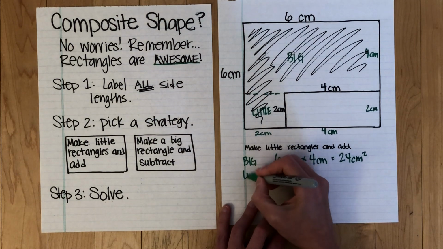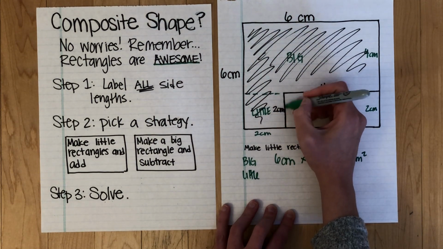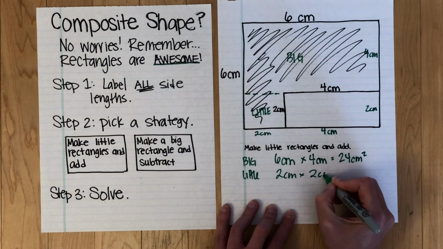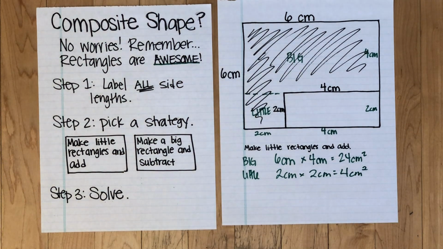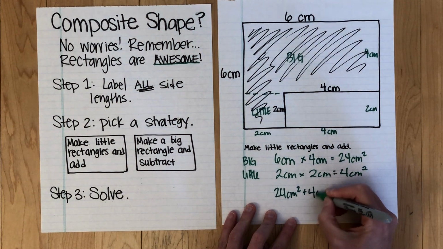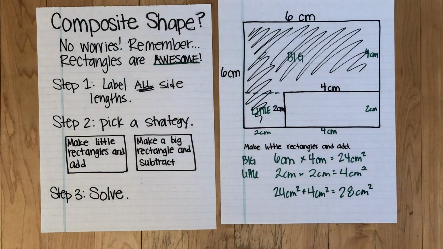And if I were to do my little rectangle next, let's see. This side is 2 centimeters. This side is 2 centimeters. 2 centimeters times 2 centimeters equals 4 centimeters squared. What do I do? Let's see, it was make little rectangles and add. So I made my little rectangles. Now I add. The area of this whole shape would be 24 centimeters squared plus 4 centimeters squared equals a wonderful 28 centimeters squared.